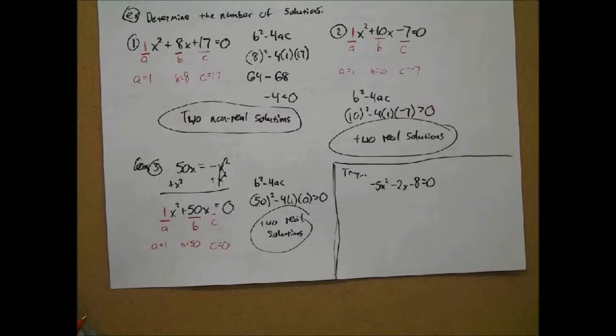So just this part. So 4 minus 4 times negative 5 times negative 8. You don't need the square root or the plus or minus or anything like that.